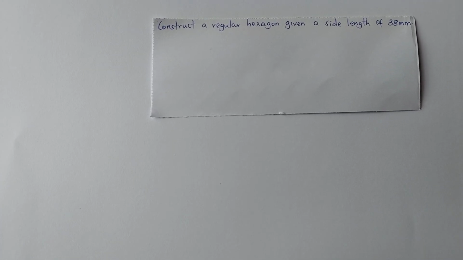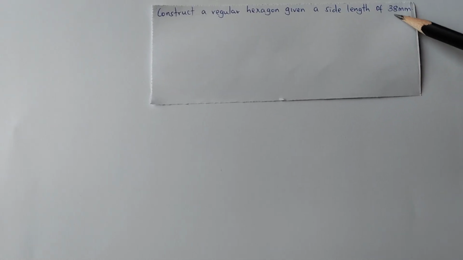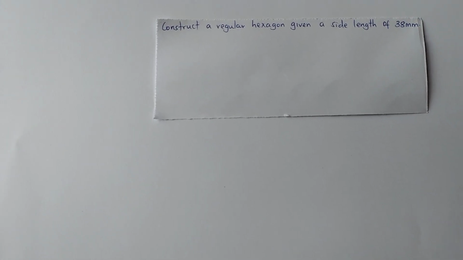So for you to construct this hexagon, you begin by drawing this side length of 38 millimeters. So you draw a line of 38 millimeters. So this is my line of 38 millimeters. So I can name this as point C and point D.